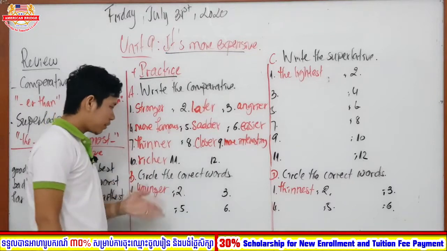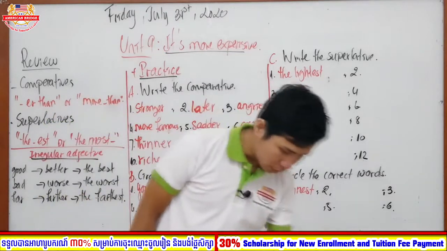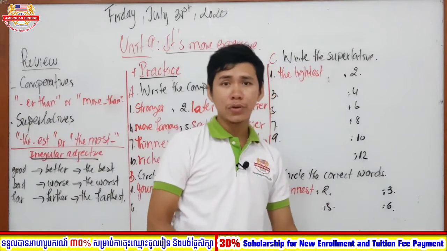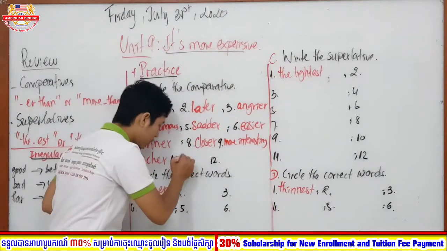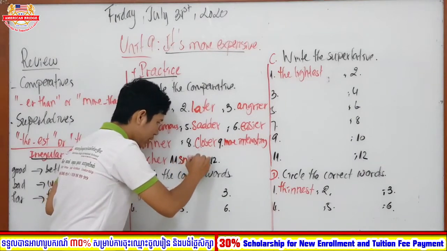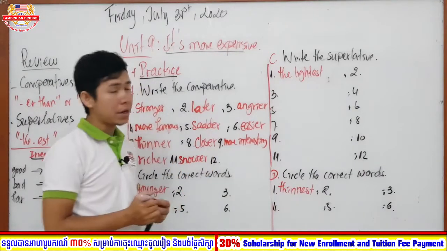Okay, so after number 10, we move on to number 11. Number 11 is snowy. How do you change it? Very good, snowy, because it ends in the letter Y. So that's why you have to change it to snowier. Change Y to IE.